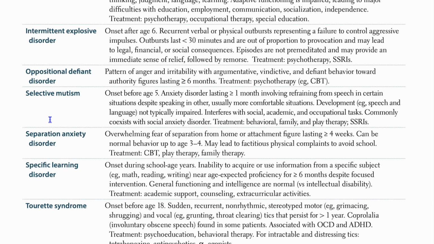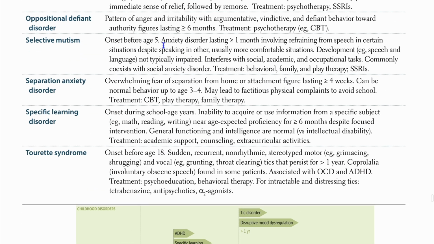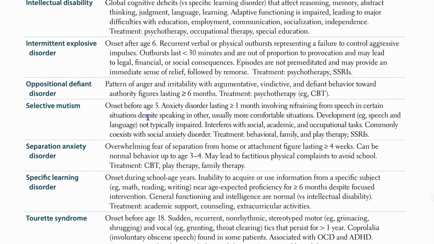Oppositional defiant disorder, pattern of anger and irritability with argumentative, vindictive, and defiant behavior toward authority figures lasting more than 6 months. Treatment is psychotherapy, for example, CBT. So oppositional defiant disorder. How is this different than antisocial one? It's similar to that one, but this one, behavior towards authority lasting more than 6 months, I guess. That's the given point.